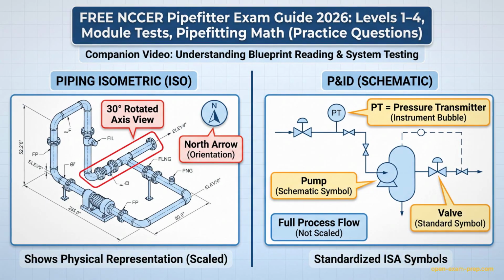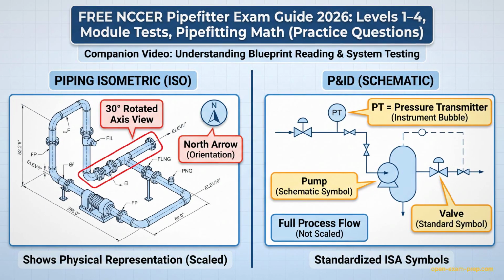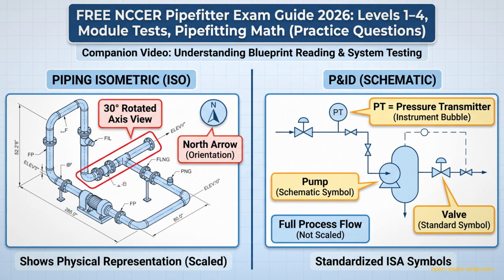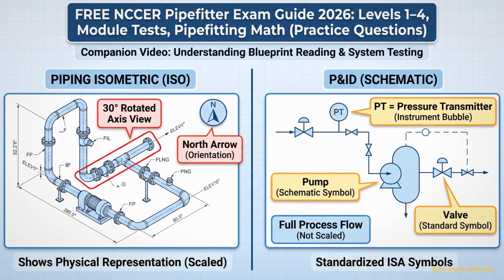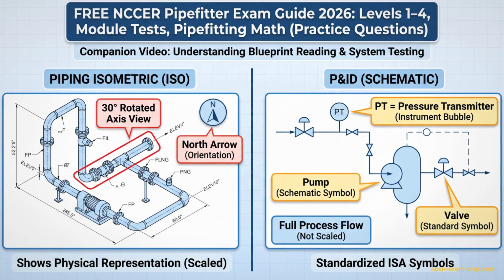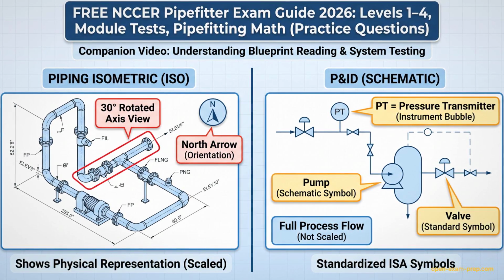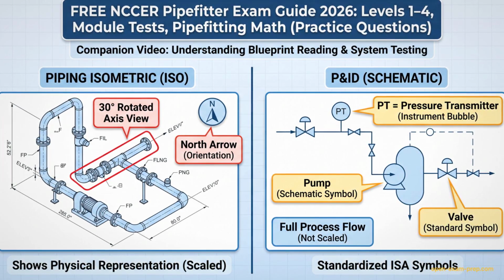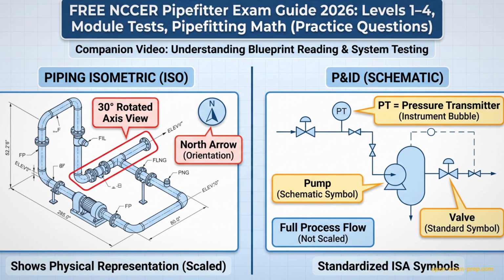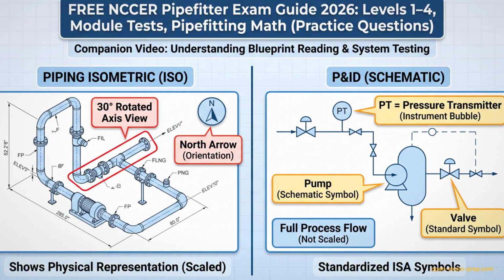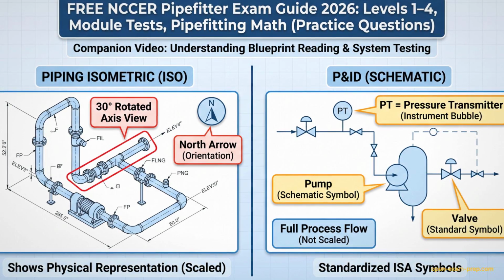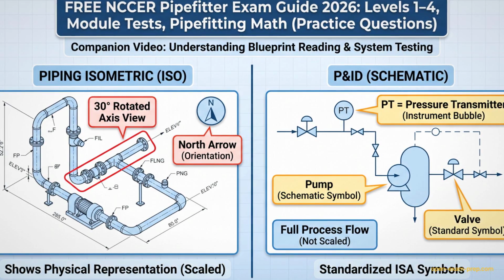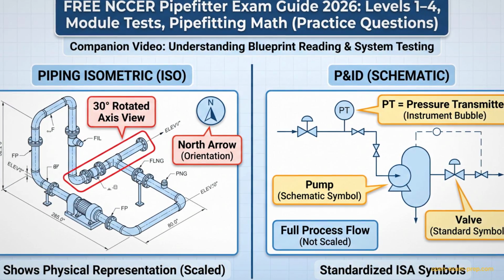Blueprint reading is another critical skill tested at every level. You must be fluent in reading piping isometrics, or ISOs. These are three-dimensional drawings where horizontal pipes are drawn on 30-degree lines. You also need to understand piping and instrumentation diagrams, or P&IDs. P&IDs are schematic drawings that show the entire process flow using standardized symbols for valves, instruments, and equipment. Recognizing these symbols and understanding how ISOs and P&IDs work together is essential for success on the module tests.